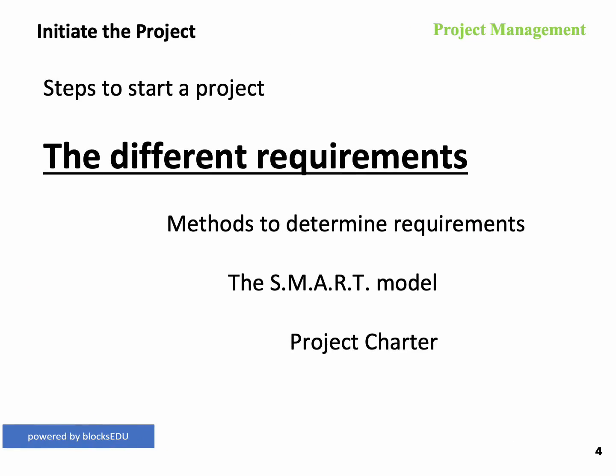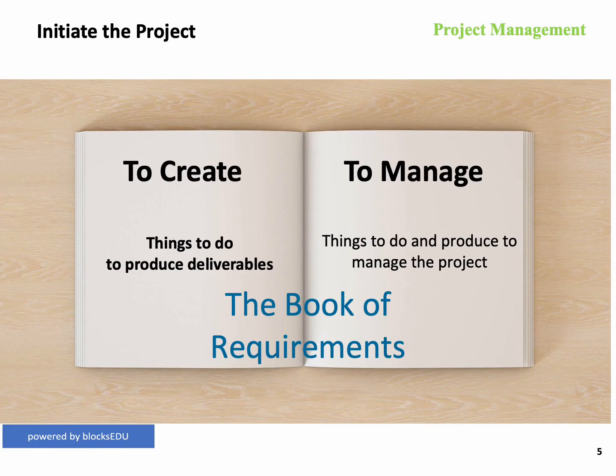Now that we know how a project gets going, let's look at some different requirements of that particular project. There are two different requirements. One is the requirements for the product that we're going to produce as part of our project, and there's the requirements for the management of the project itself. I like to look at the requirements, both from the product standpoint and from the project standpoint, as a book that has basically two chapters.